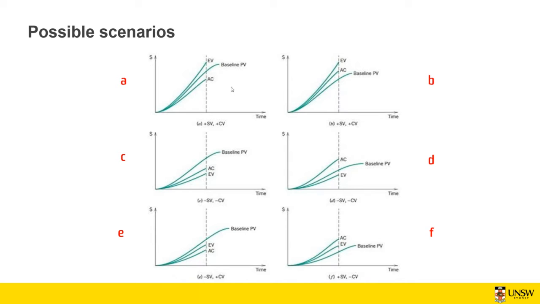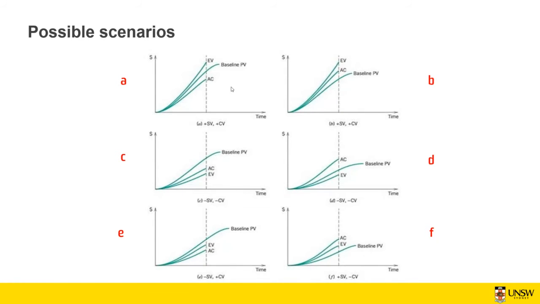Then you got scenario E, in which again, your earned value and actual cost are lower than the planned value. So again, you're behind the schedule, the schedule variance is negative, but because your earned value is higher than your actual cost, in terms of the budget, you're okay, and your cost variance is positive.